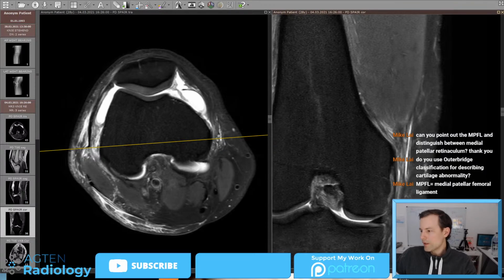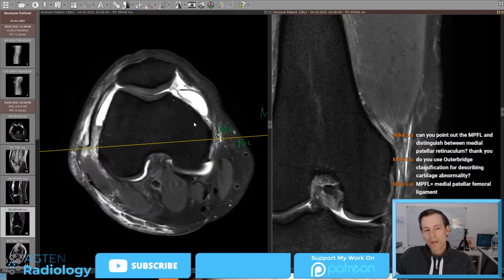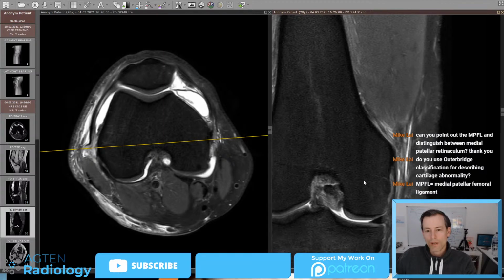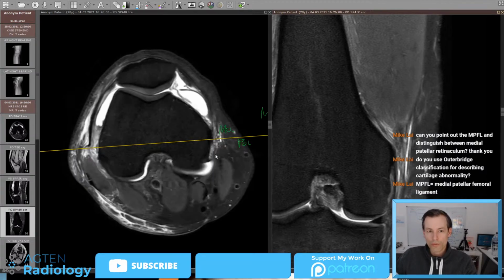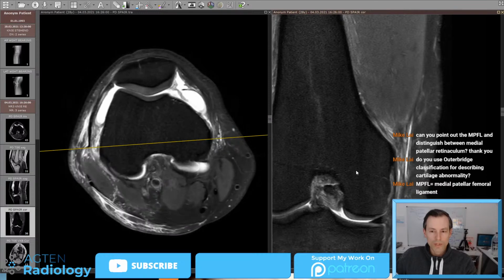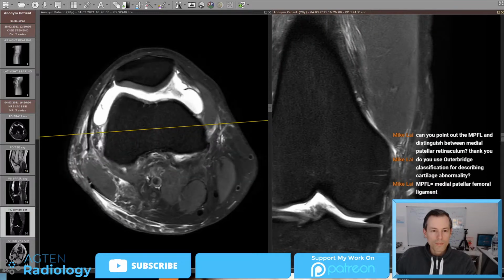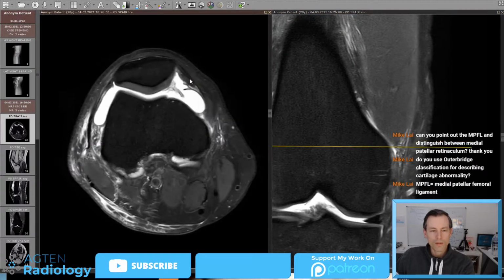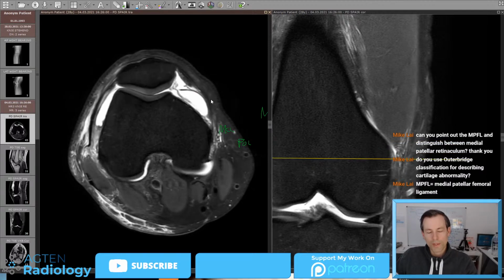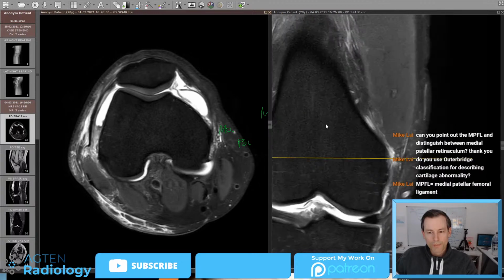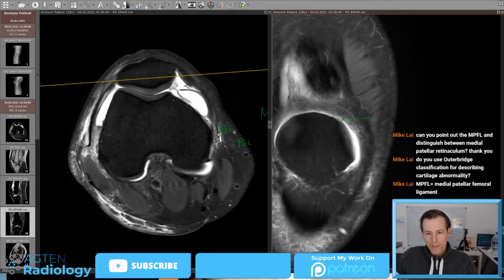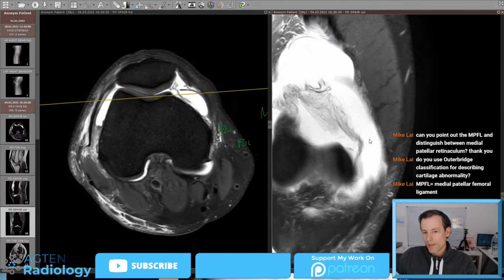I'm not sure if this answered your question or whether I misunderstood you. Ah, you mean the retinaculum. Oh, I'm sorry, not the plica. Well, the MPFL is basically, in my understanding, just a portion of the retinaculum. So the retinaculum is a little bit more. Sometimes the retinaculum is very thin. So the retinaculum is basically this broad, everything that's going down here, a little bit like a fascia or something.